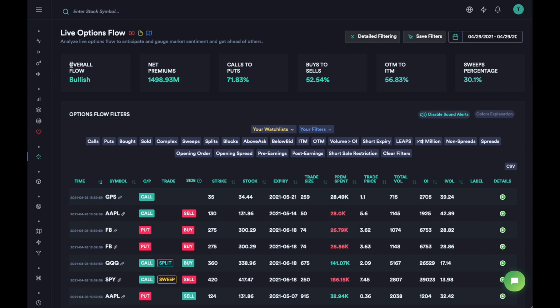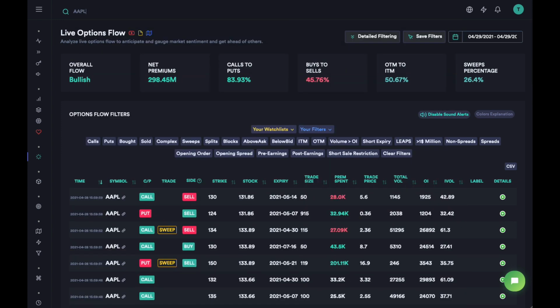On the top we have some stats from the table that we can see right here. If the table gets updated, these stats are going to get updated as well. Let me show you how. So keep an eye on the stats and let's search for Apple. You can see that these net premiums, cost to puts, everything changed. So let's go back.